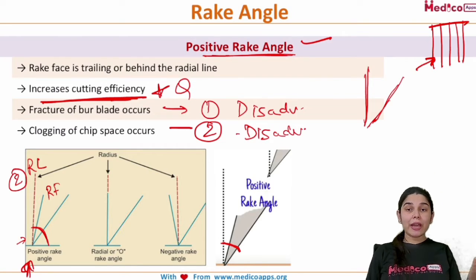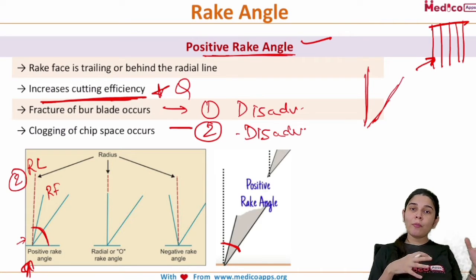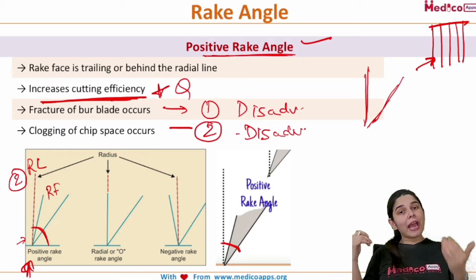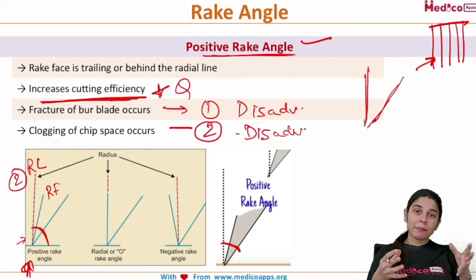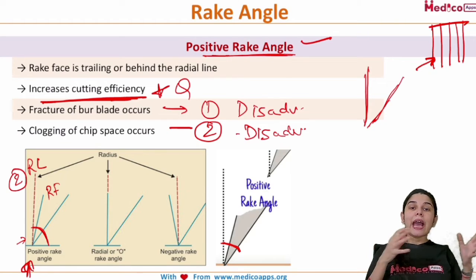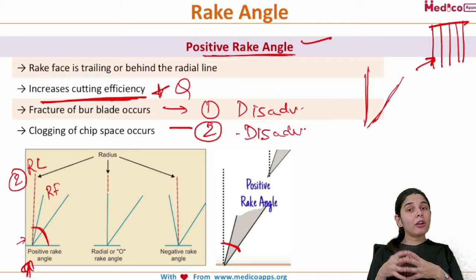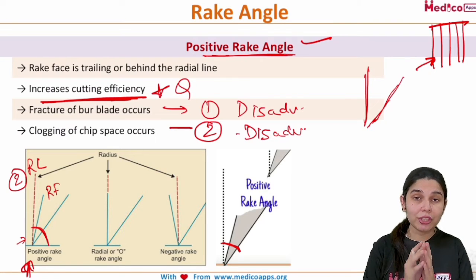So the major advantage of this is that it increases the cutting efficiency, but the two major disadvantages are that there can be more risk of fracture of the burr blade in positive rake angle, and definitely there will be clogging of the chip space in the positive rake angle.